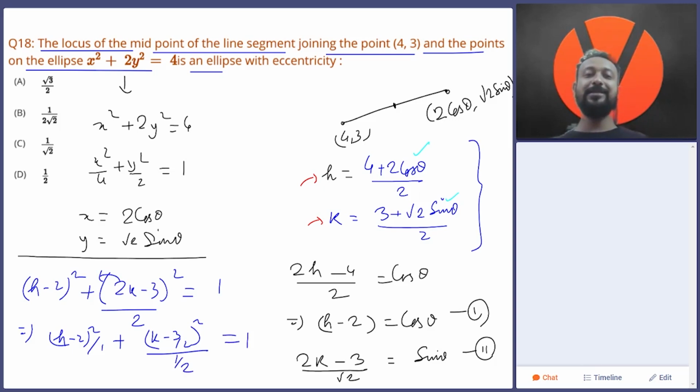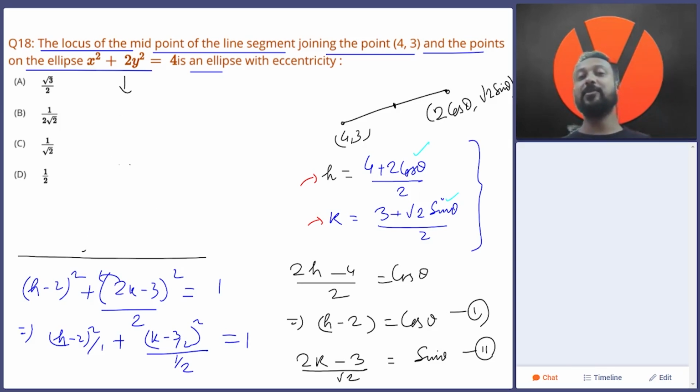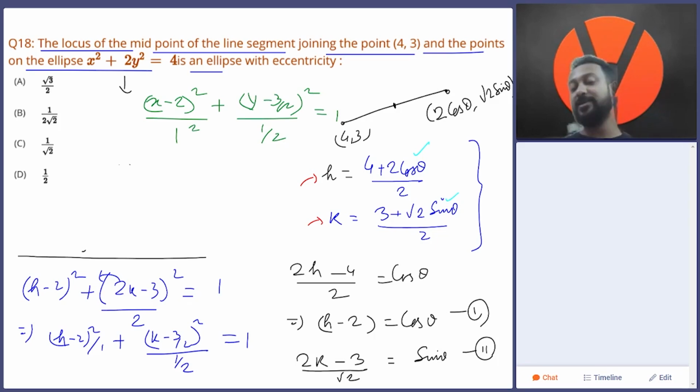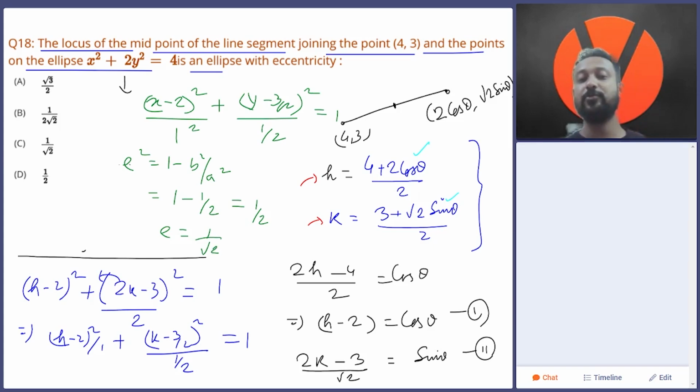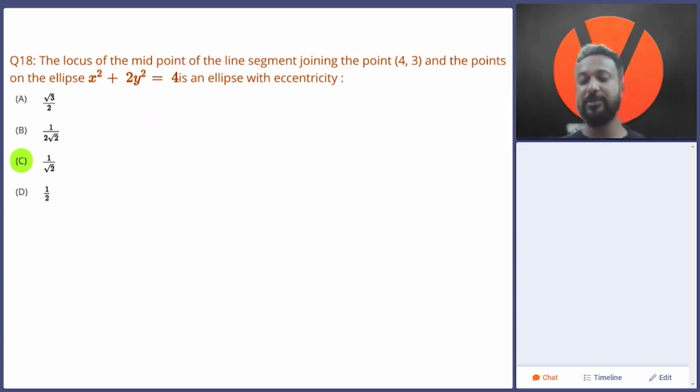Okay, so in this new ellipse, you are supposed to tell what is e. If I write again, (x minus 2) whole square by 1 plus (y minus 3 by 2) whole square divided by 1 by 2 is equal to 1. So a square is 1 and b square is half, correct? e square is always 1 minus b square upon a square, that is 1 minus half by 1, that is half. So e should be equal to 1 upon root 2, because e can't be negative. So option C should be correct.